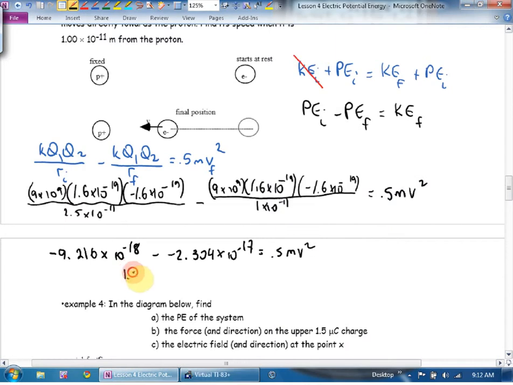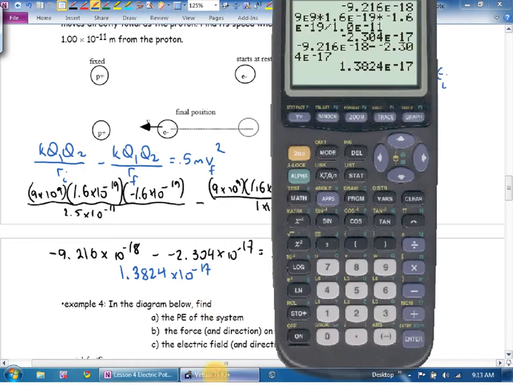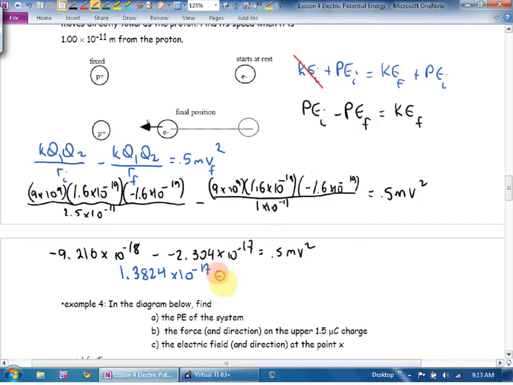Change colors, Mr. Dewitt. 1.2834. Was that right, Mr. Dewitt? 1.3824. Good gosh. 1.3824 times 10 to the negative 17. And you'll notice I got a positive answer, which is good. That equals v squared if I divide by 0.5.